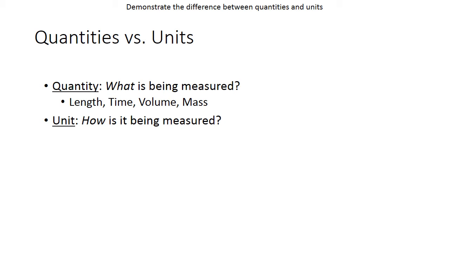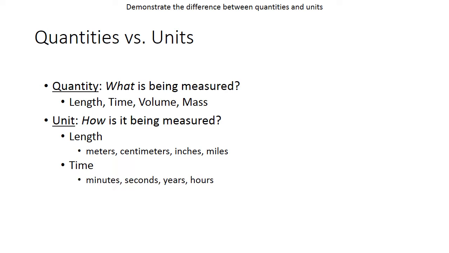The unit is how we are measuring that quantity. So for example, for length, you might measure it in meters, in centimeters, in inches, in miles, depending on what it is you're measuring. To measure time, you might use the unit of minutes, seconds, years, hours. Those would be units of time. For mass, you may use a unit grams, kilograms, milligrams. Those are units of mass. So the quantity is what we're measuring. The unit is how we're doing that measuring.